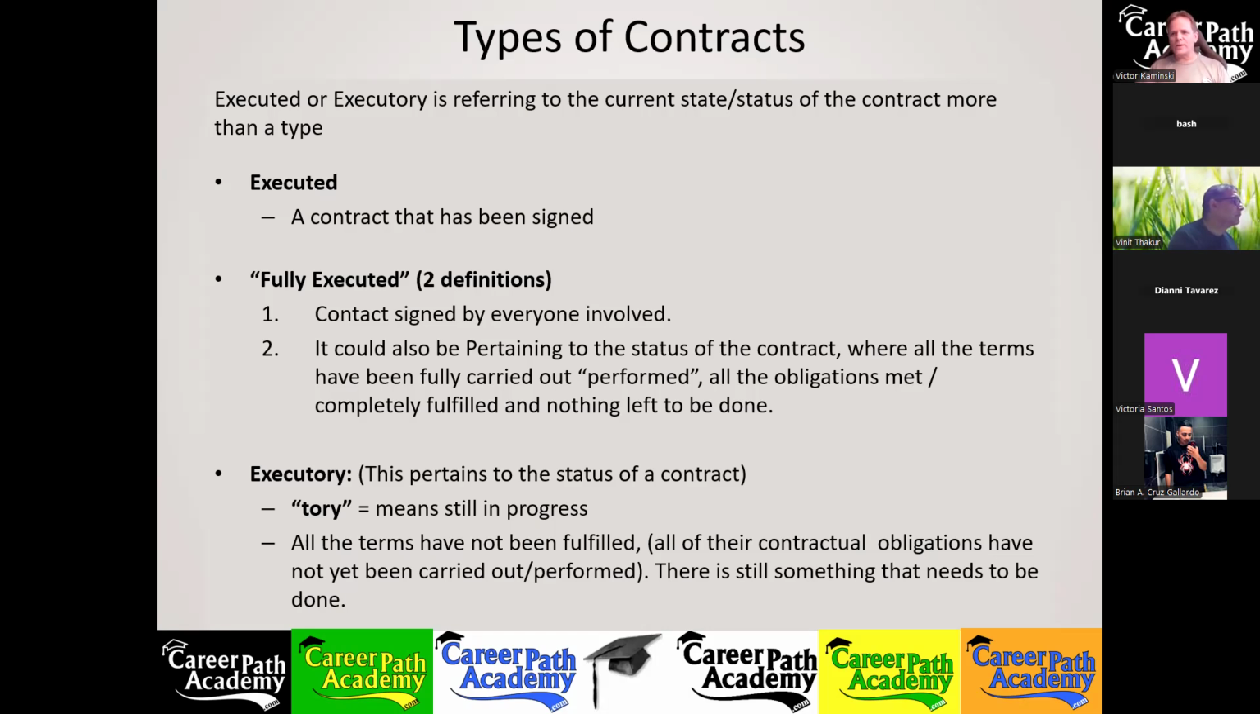But the term executed, we use it all the time. We got a fully executed contract yet or what? Hey, did your client execute the contract? Did they sign it? Boom. We use that all the time.